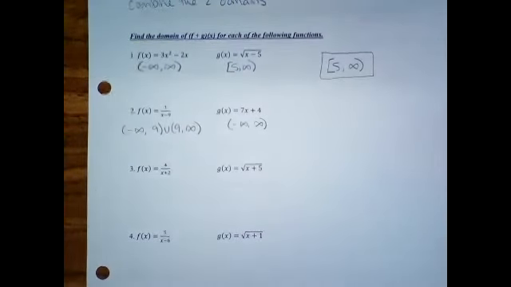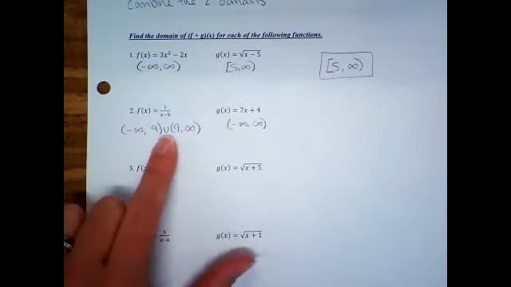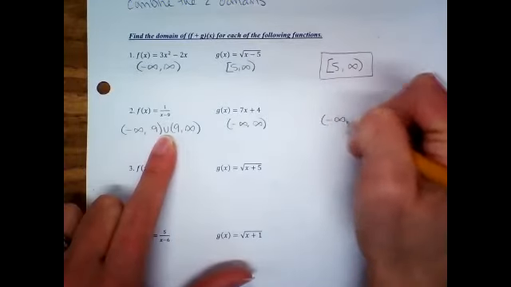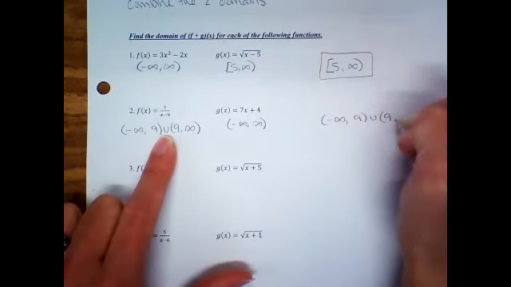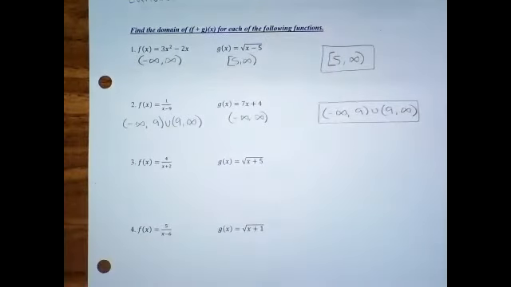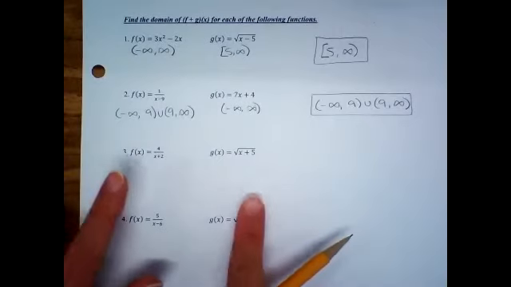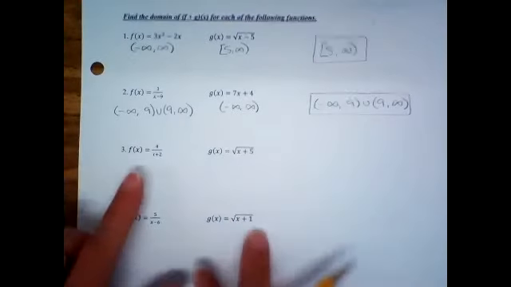So if you combine the two together, you don't have to worry about this one because it's everything. So your domain would just be leaving out 9. So again, if one of them's all reals, you're really kind of good to go. It's just going to be whatever the one that has a problem is. Now these ones, they're both going to have restrictions. So we're going to have to combine them together.